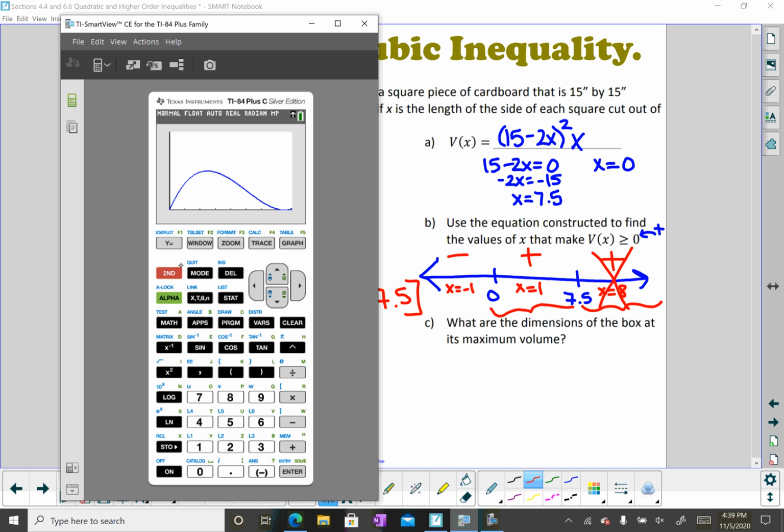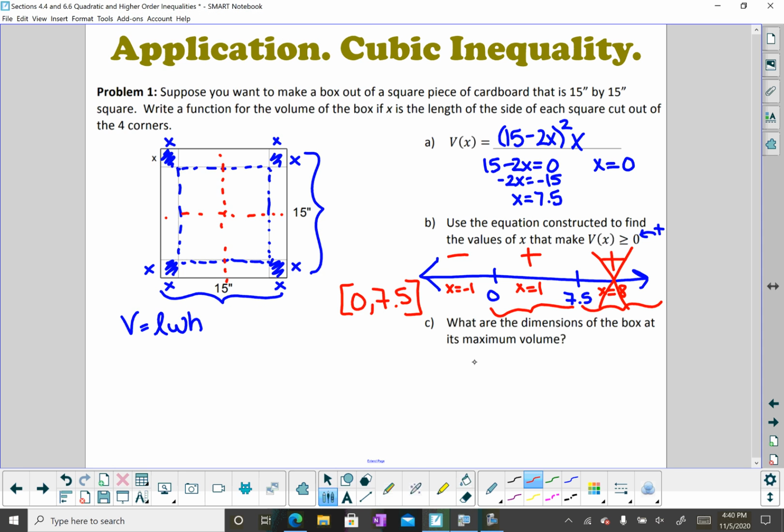I want to calculate a maximum. Second, calculate. This time maximum is number 4. And we know it's somewhere between 0 and 7.5. So that's what I'm going to use for my left bound and my right bound. Left bound 0, right bound 7.5. And guess. And I get, it looks like about 2.5 and 250 is the maximum point. So let's talk about what that represents. 2.5 is the cutout, and 250 is the volume. So the maximum volume is 250, and I would say, don't forget it would be inches cubed if you had to label that.